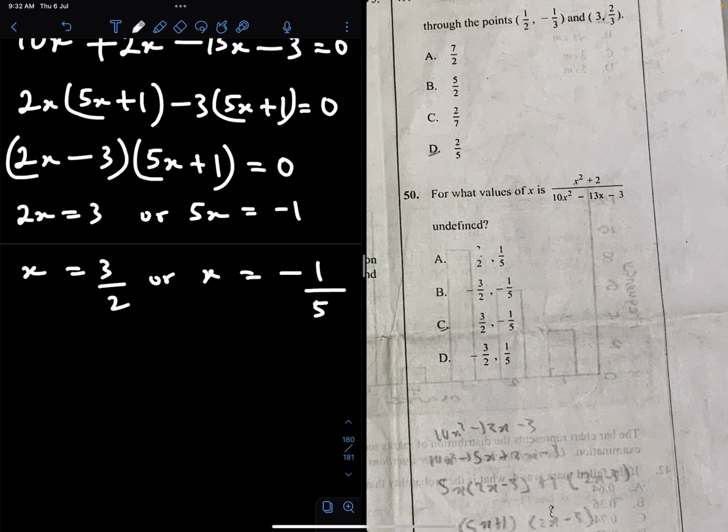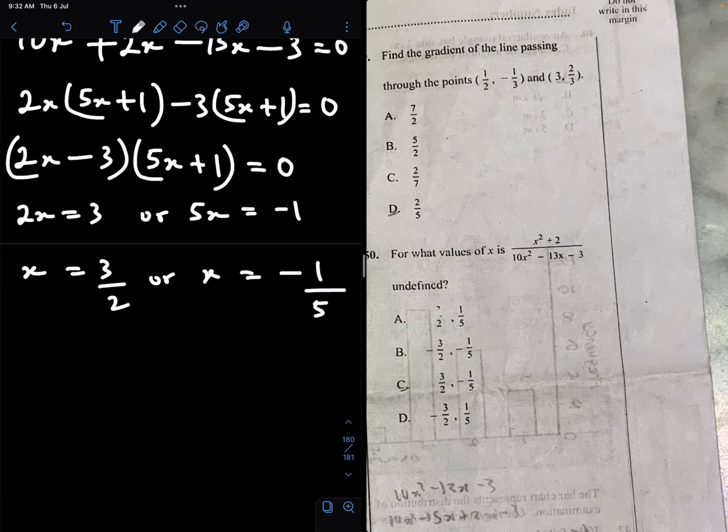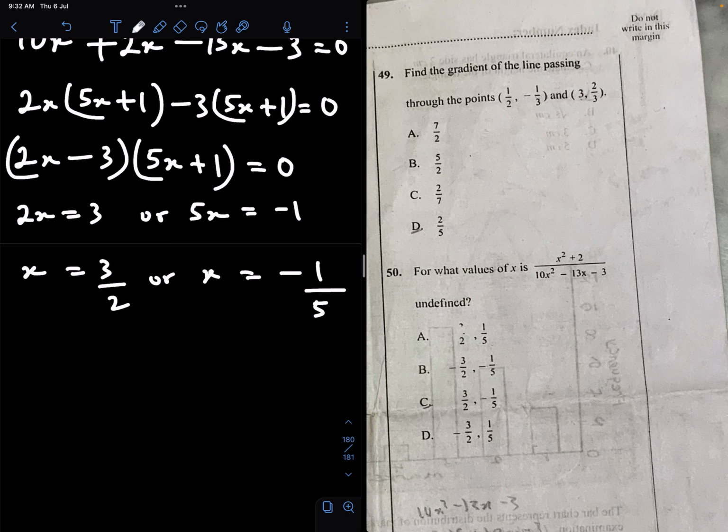And the correct option is 3 over 2, minus 1 over 5. The correct option is C. And that's it, very, very simply. Math is always a piece of cake. Just learn the theorems and practice.